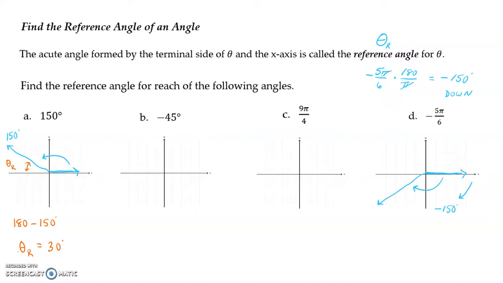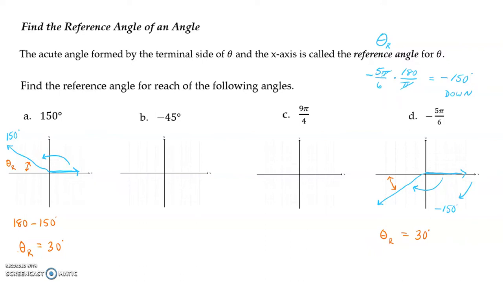And let's go ahead and mark our reference angle. We need the distance between our terminal side, which is right here, and our x-axis, which is right there. Keep in mind our x-axis here is at the 180 degree mark, and this original angle took up 150 degrees of it, so our reference angle, in this case, is going to be equal to 30 degrees.